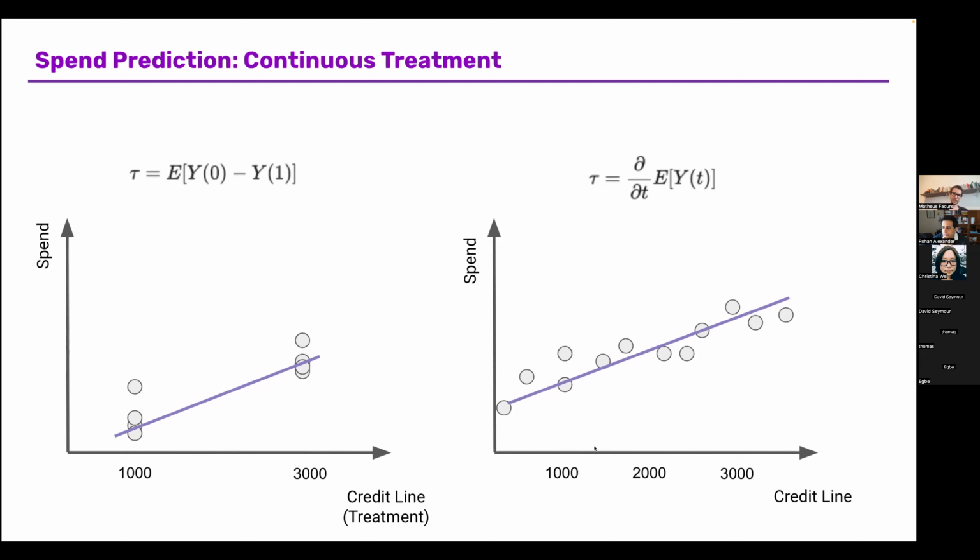However, this is not the case with credit line, because credit line is actually a continuous treatment. And the literature on continuous treatment is very limited and not as well developed as the literature on binary treatment.